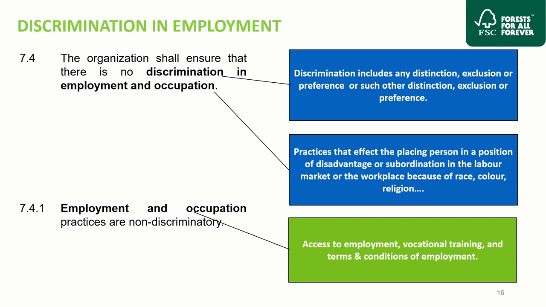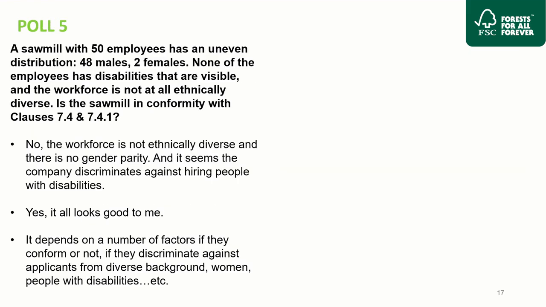Let's launch the fifth poll. Poll 5. A sawmill with 50 employees has an uneven distribution, 48 males, 2 females, and none of the employees has disabilities that are visible, and the workforce is not at all ethnically diverse. Is the sawmill in conformity with clauses 7.4 and 7.4.1?